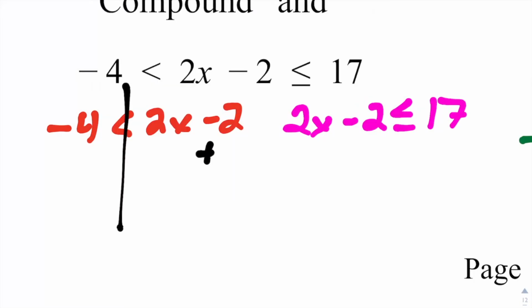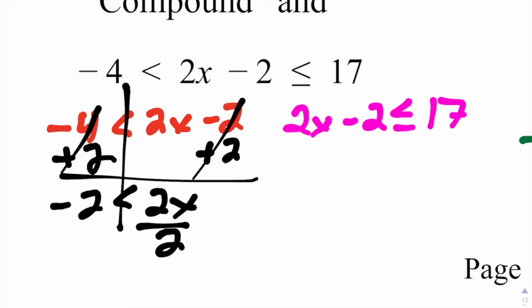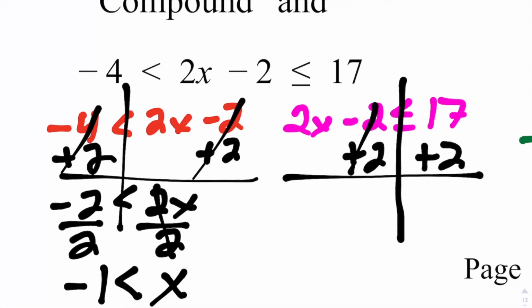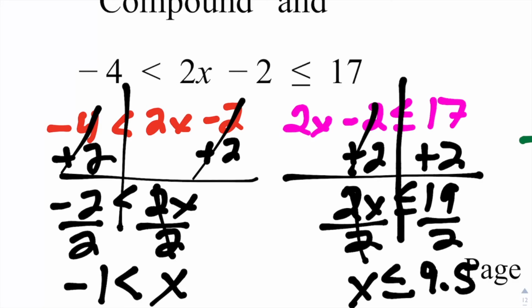Draw my balancing point, add 2 to this, add 2 to this. These cancel. This becomes negative 2. This becomes 2x. Divide by a positive 2, so my symbol stays the same. I get negative 2 divided by 2, so that's negative 1 is less than, and these 2's cancel, so I get x. Over here on this side, draw my balance point, add 2 to both sides. These 2's cancel, I get 2x here. Over here, I get less than or equal to 19. Since I'm dividing by a positive number, my symbol stays the same. These 2's cancel. I'm left with x is less than or equal to, well, 19 divided by 2 is 9.5. Sorry for the decimal, wasn't my intention.